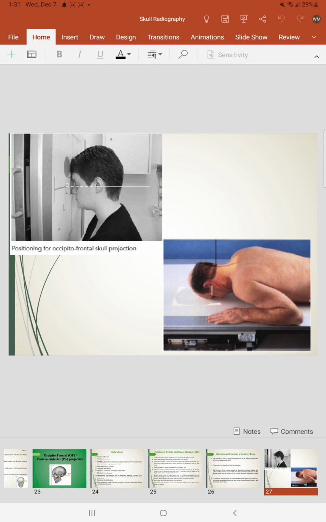You can see, look at these pictures. This is positioning for occipitofrontal skull projection. This is prone position. This is the correct positioning.